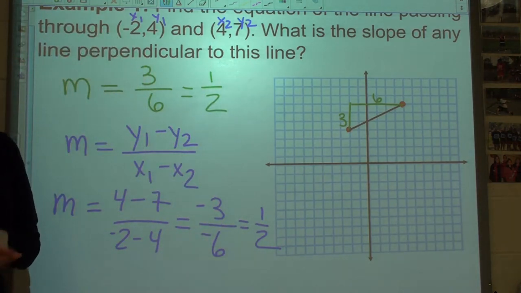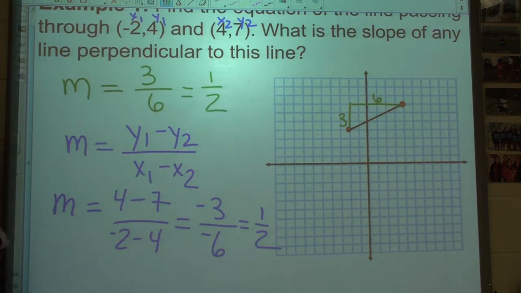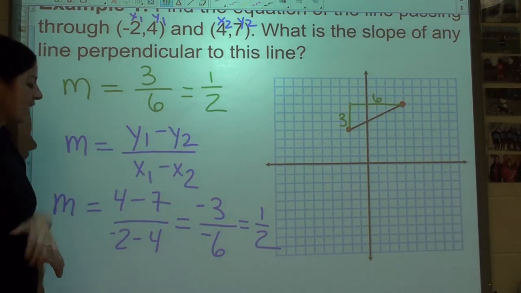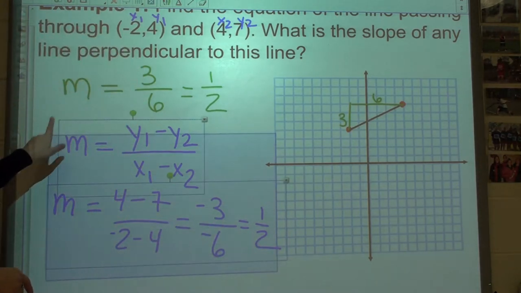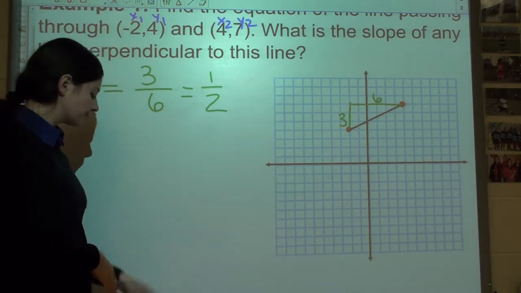Personally, I like the idea of graphing. I think it relates nicely to geometry, and I think it's a lot faster in general to just go, oh, I'm going up 3 and over 6. But obviously, if you wanted to do y1 minus y2 over x1 minus x2, that also works. Now we're just going to erase this so we can get back to the problem at hand.